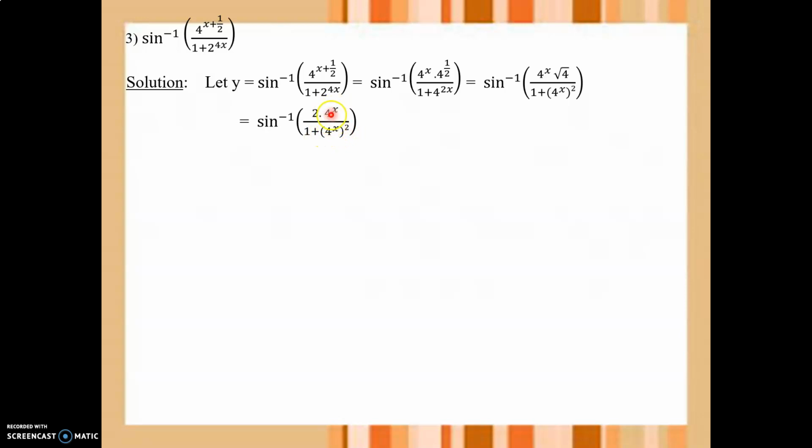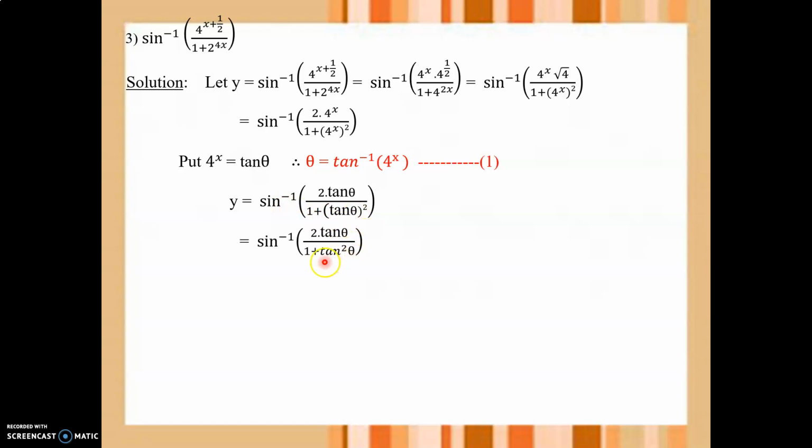Now if we are giving substitution for 4 raised to x, then you have to get sine inverse. So that means a sine term you have to get after substitution. So 4 raised to x you can give tan theta. So 4 raised to x is equal to tan theta, theta is equal to tan inverse 4 raised to x. Now this term will become 2 into tan theta upon 1 plus tan theta whole square. That will become sine inverse of 2 tan theta upon 1 plus tan square theta. Now inside this term is the sine 2 theta formula in terms of tan. So sine inverse of sine 2 theta, sine and sine inverse cancel. So 2 theta. Now we'll resubstitute in the place of theta, it is tan inverse of 4 raised to x.